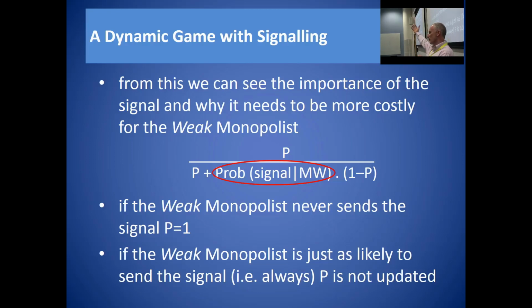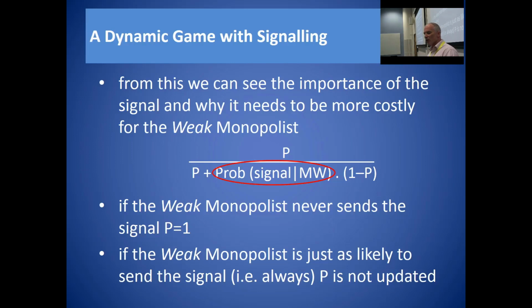Let's take the other extreme. Not that the weak monopolist would never send a signal, but what would happen if the weak monopolist was just as likely to send a signal? Would this impart any extra information? Again, would P be updated?